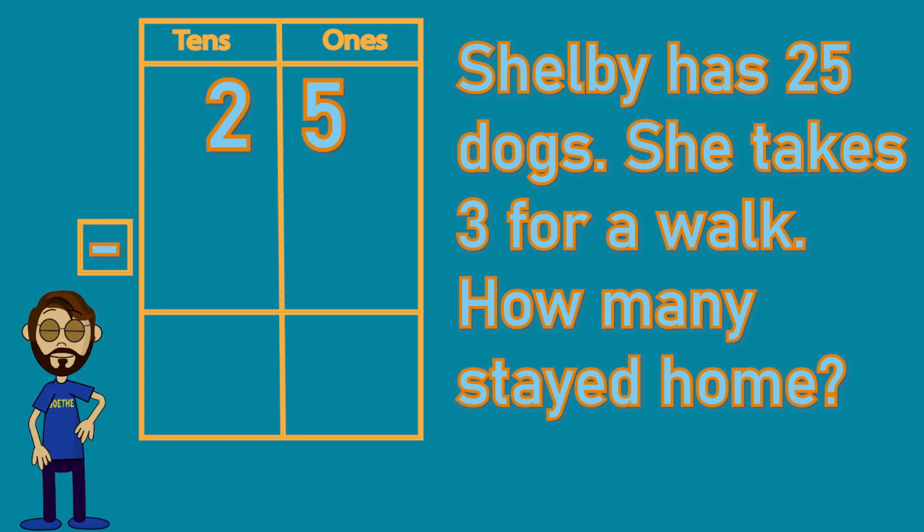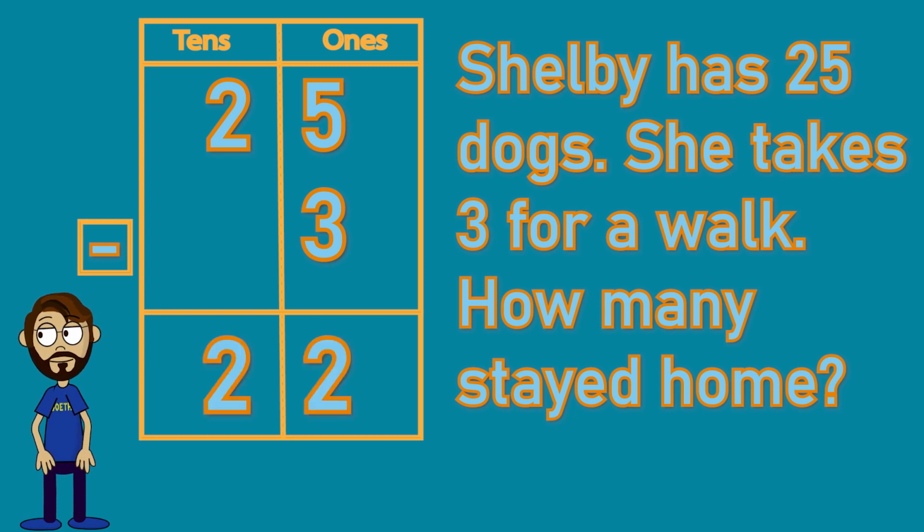Then let's look at our numbers. We've got 25, and if we write that one down, we see there are 2 10s and 5 1s, and then we're taking away 3 1s. So 25, take away 3, we need to look at 5, take away 3 is 2, and we don't need to worry about the tens column. So 25, take away 3 is 22.